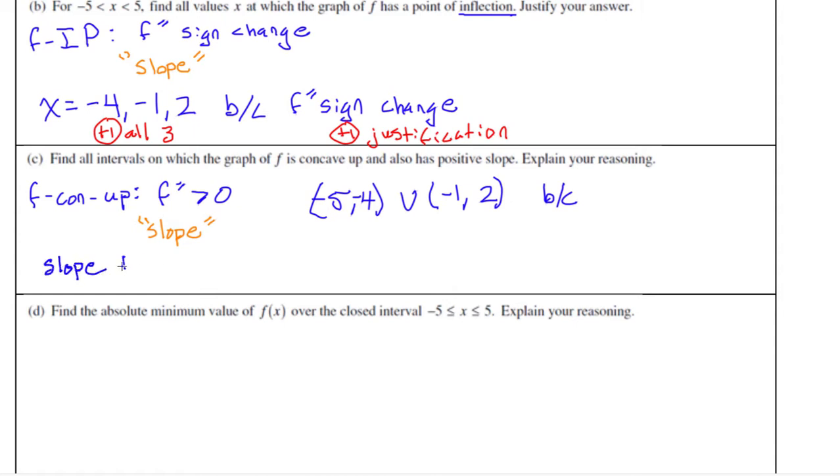When the slope is positive, by definition we're talking about f prime. F prime has to be greater than 0. So we're talking about height here. The height has to be greater than 0. Where do both of these things happen? I have to have a positive slope. We have those intervals, but narrow it down to where we have a positive height.